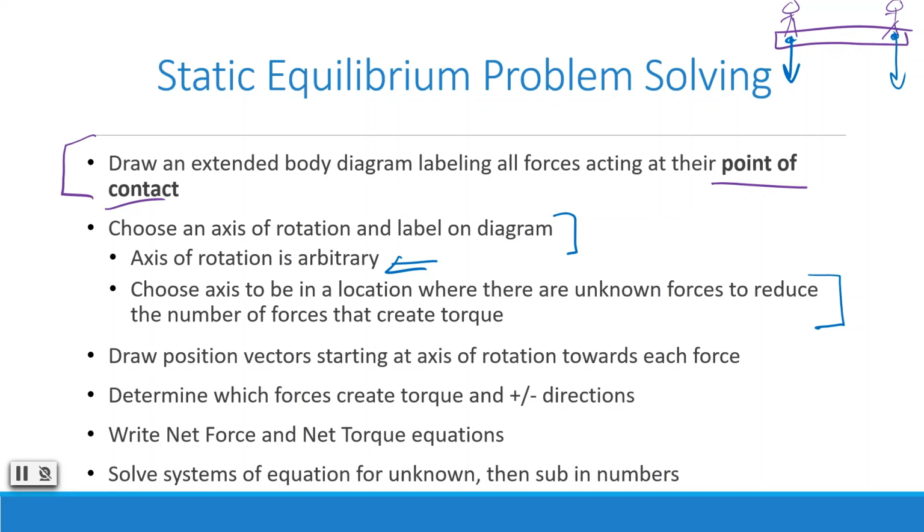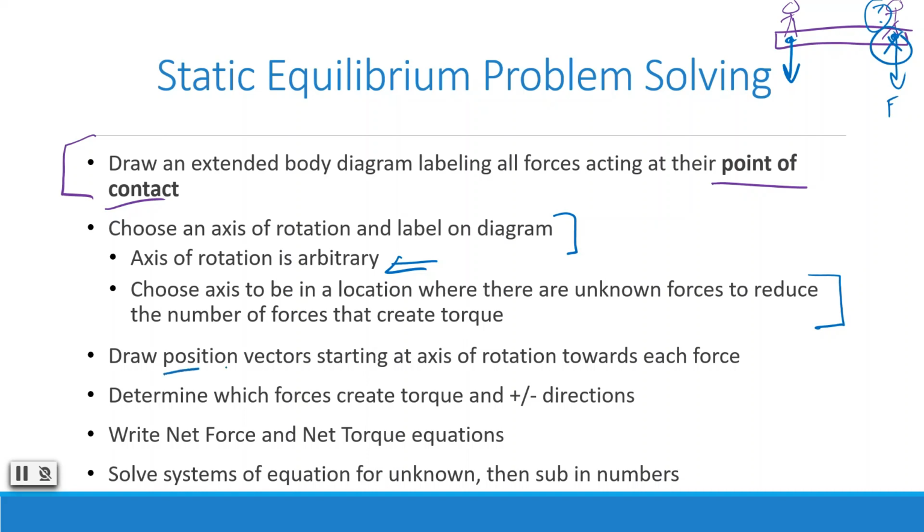We'll usually just pick a point where we have a lot of unknown forces. Say I don't know the mass of this kid. If I put my axis of rotation here, then this force of that kid is not creating any torque, so it won't show up in my net torque equations. It will show up in my force equations, but if I can eliminate some of the variables from my torque equations, I can solve things easier. And that'll make more sense the more problems you work.